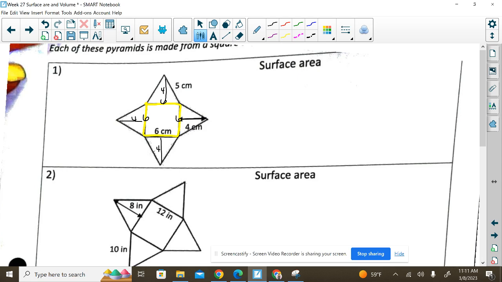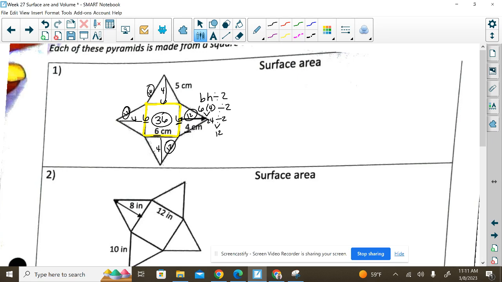Only difference with these is you're going to have to remember to use the triangle formula when solving for your triangles. So with the square, we're going to have 6 by 6, which gives you 36. With our triangles, we have base times height divided by 2. So I'm going to have to take my 6, which is my base of my triangle, times the height of my triangle, which is 4, and divided by 2. 6 by 4 is 24, divided by 2 gives me 12. So this triangle is 12. Every single triangle is going to be 12. Every triangle is going to match in this case.